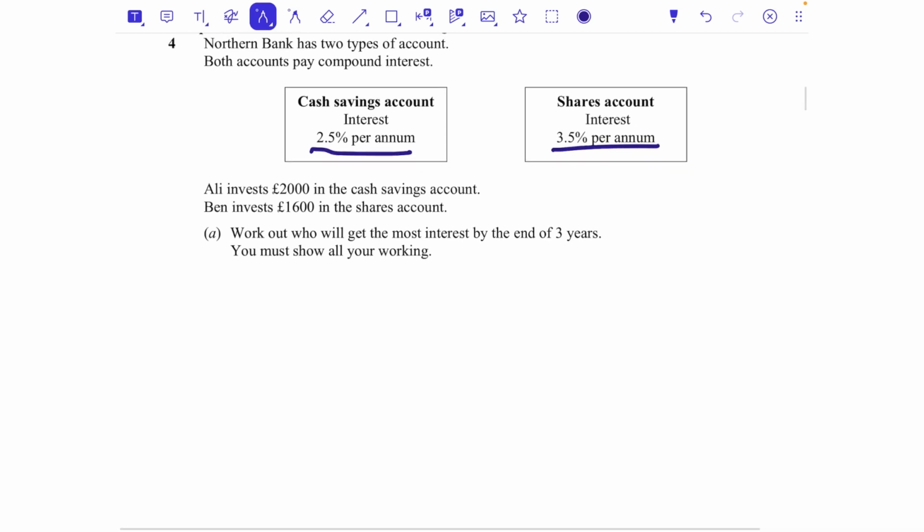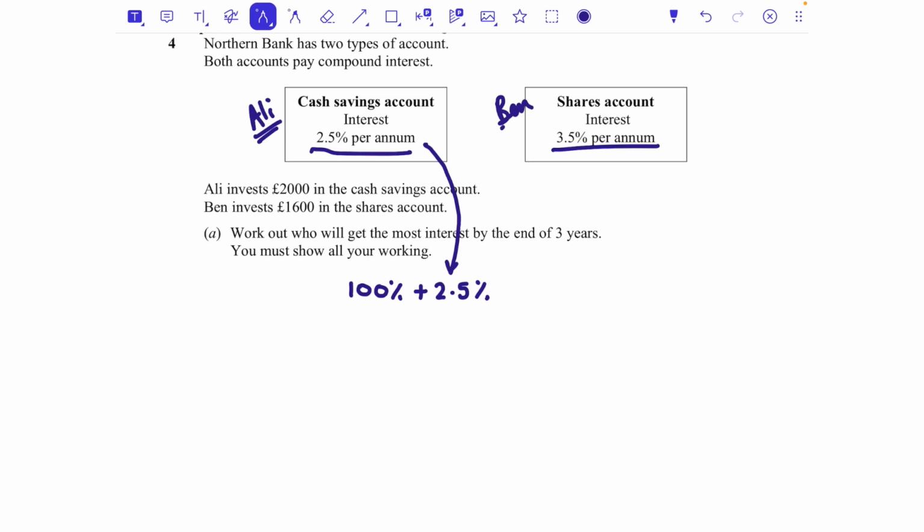Okay, so when we're doing compound interest, we need to do the amount of money multiplied by the decimal multiplier that adds on the interest. So if you want 100% of your money and you want an extra 2.5%, which is what we want in this case, looking at the cash savings account, which is what Ali's using. So Ali's using this one and Ben is using this one. So we're going to do 100% of our money because the bank's going to give you back 100% of your money, but they're going to give you an extra 2.5%. So 100% add 2.5%, that's 102.5%.